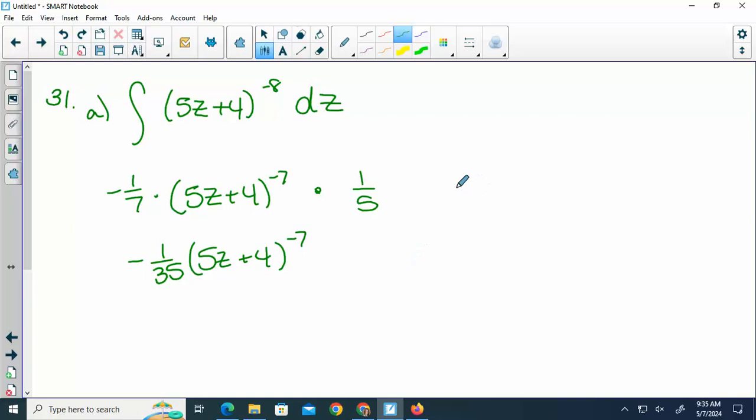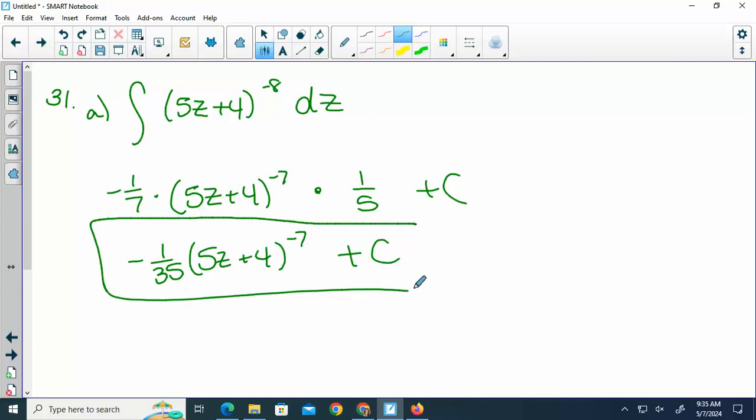And then, because I didn't give you numbers to put in, what do we have to put on the end? Plus c. Is b okay? 36.